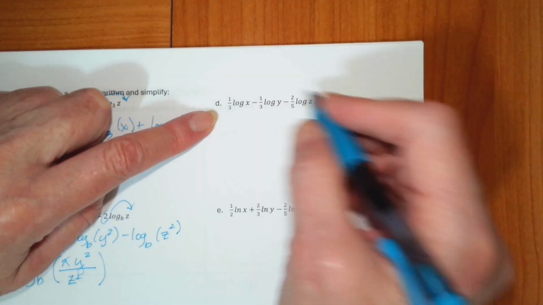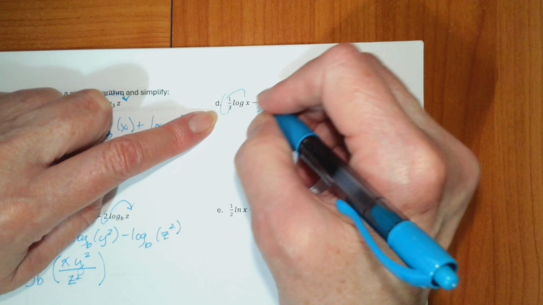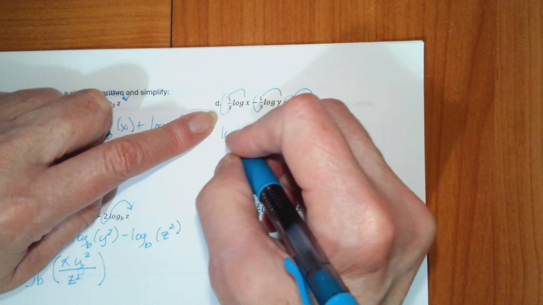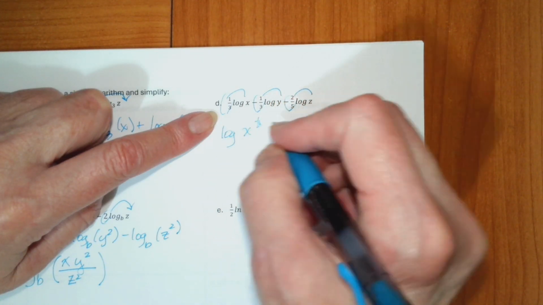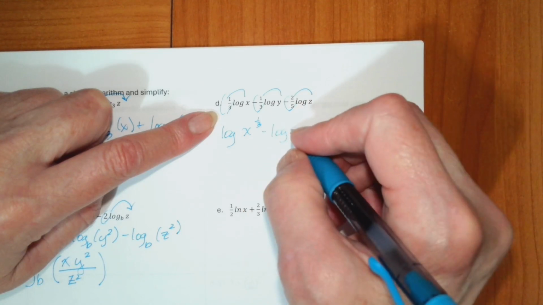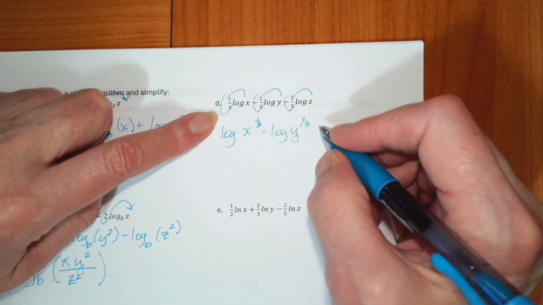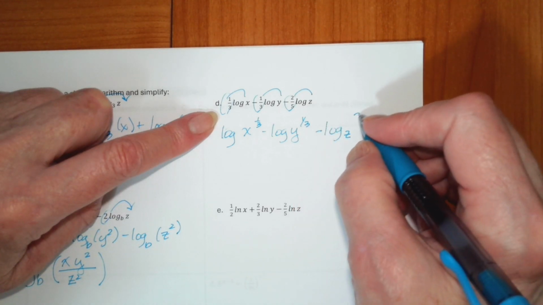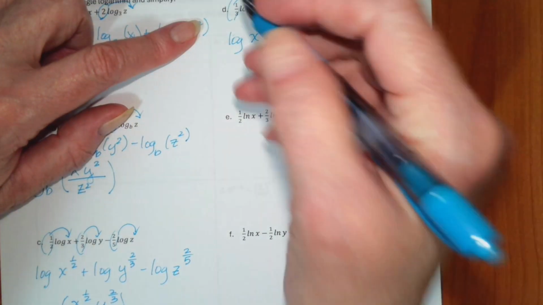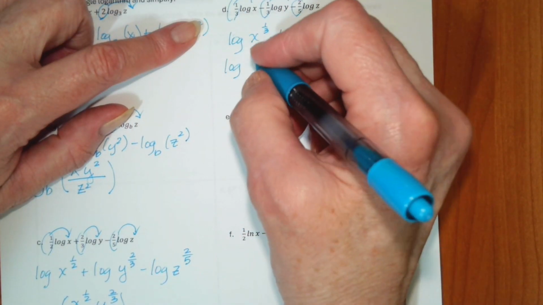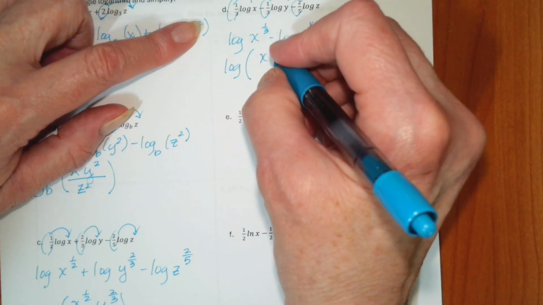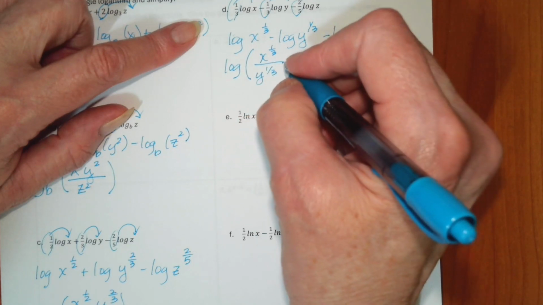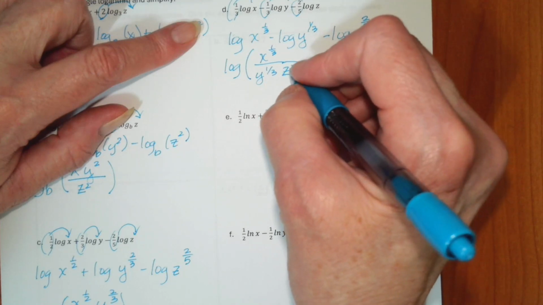Okay, same thing here. This one's going to take a little bit more work. I'm going to move these, this, and this. So I have log of x to the 1/3 minus log of y to the 1/3 minus log of z to the 2/5. So this becomes the log of x to the 1/3 over y to the 1/3 z to the 2/5.